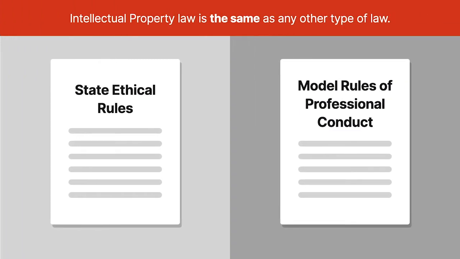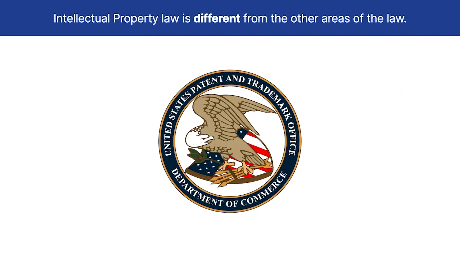Paradoxically, intellectual property law is both the same as any other type of law, family law, criminal law, contract law, and different from any other type of law. It is the same in the sense that every IP attorney who litigates must adhere to the ethical rules of the state in which he or she practices. Those rules most likely mirror the model rules of professional conduct put forth by the American Bar Association as adopted by the various states.